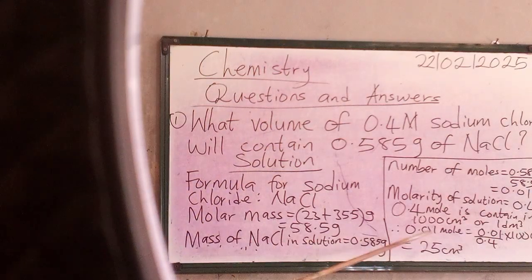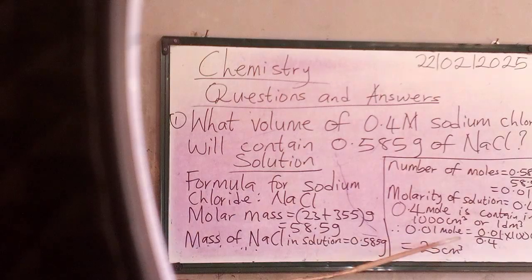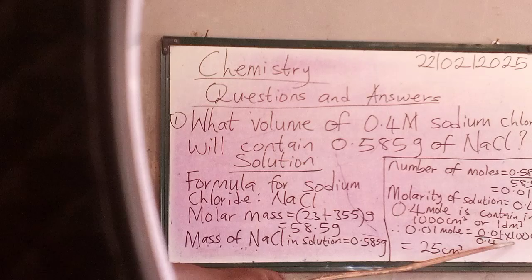So from there, we are going to have here that 0.01 mole is the same thing as 0.01 mole over the main mole given, which is 0.4, then multiply it by 1000. So after doing that, we are going to have 25 cm cube.